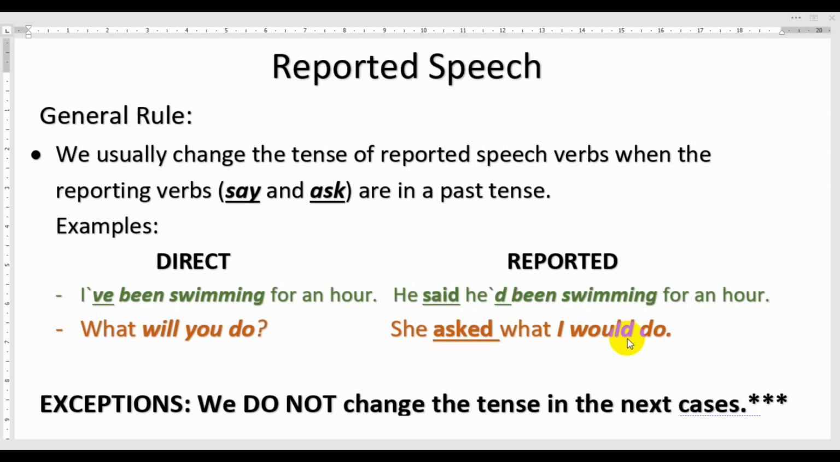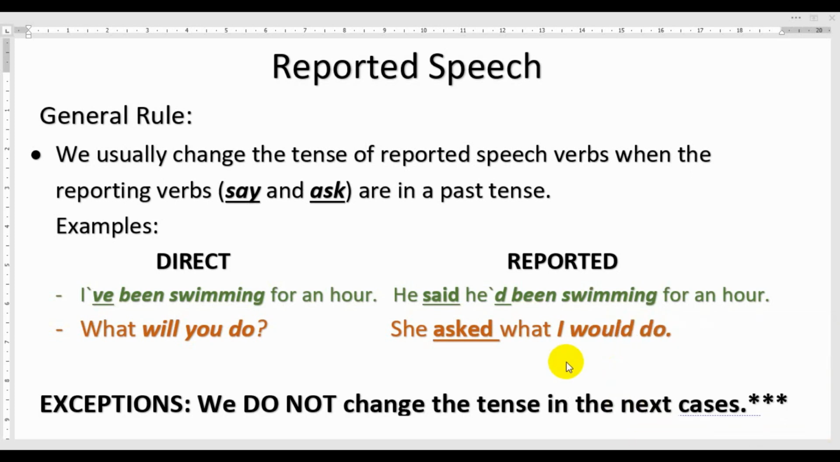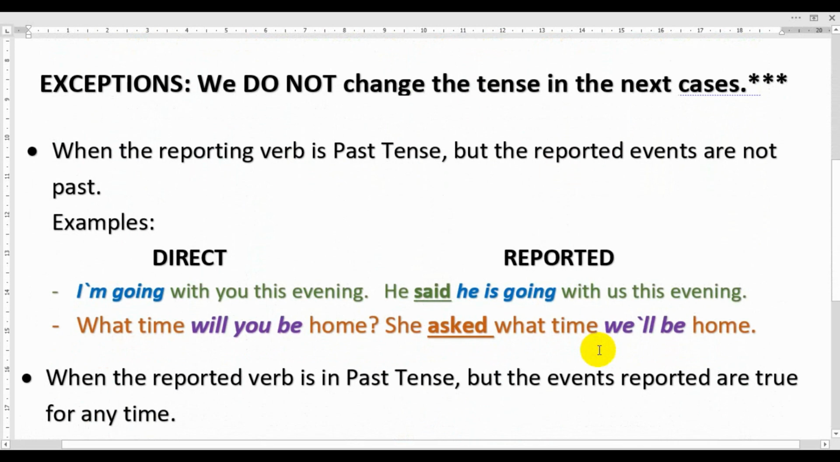But now I am going to tell you the exceptions that we have here. Okay, and for that reason I am going to show you this. Let's see. Exceptions. We do not change the tense in the next cases. So pay attention to the two cases that we have that we don't change the tense of the verb. Okay, so pay attention in here. When the reporting verb is past tense, but the reported events are not past.